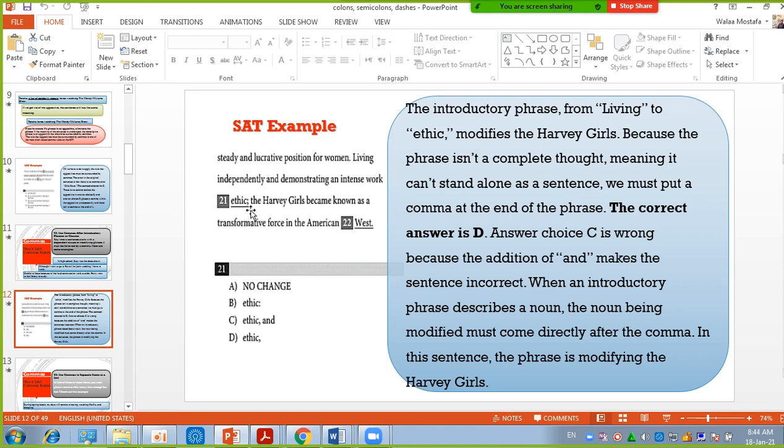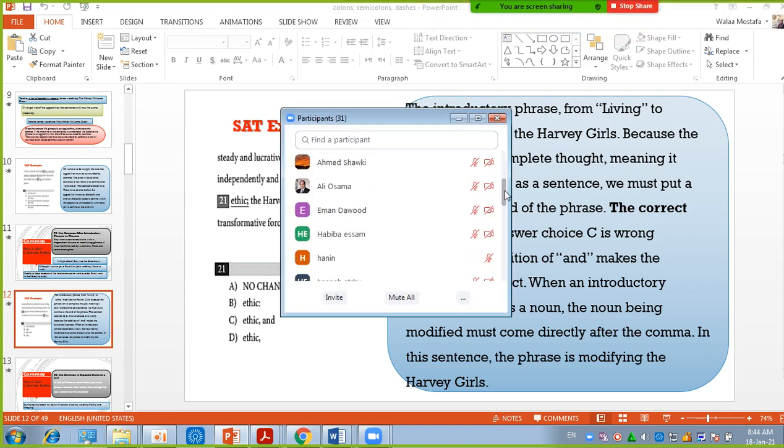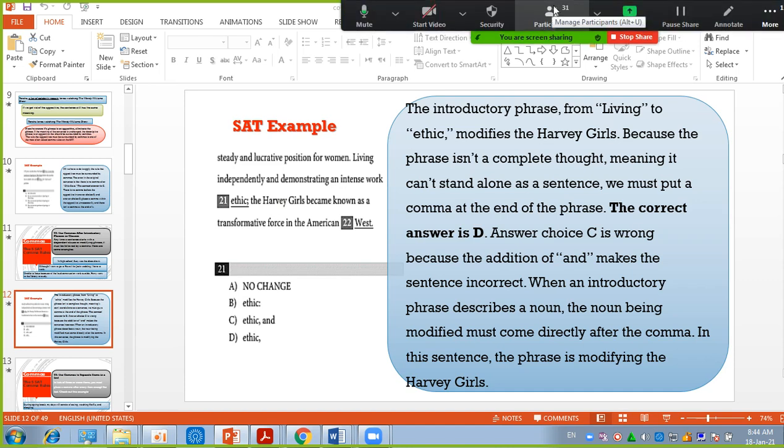Yesterday we studied this example: living independently and demonstrating an intense work ethic, the Harvey. And check this part here. Is it correct to put a semicolon here or not? I have started with living independently. What type of phrase is that? Can you see my arrow on the screen? Living independently and demonstrating. This is not a sentence, it's a phrase.